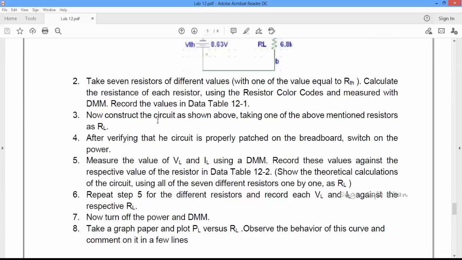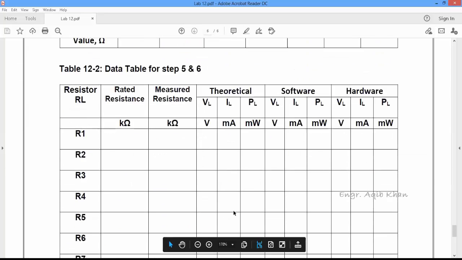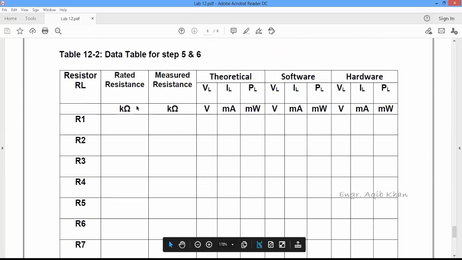And then construct the circuit as shown above, taking one of the above mentioned resistors as RL. After verifying that the circuit is properly patched on the breadboard, switch on the power. Measure the value of VL and IL using DMM and record all the values in table 12-2. And then repeat step number 5 for all values of resistor. Table 12-2.